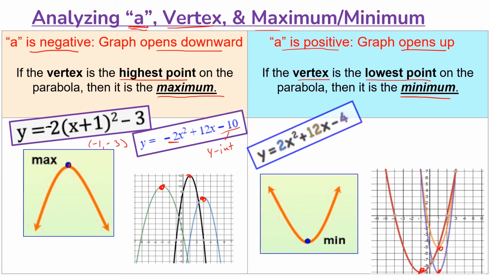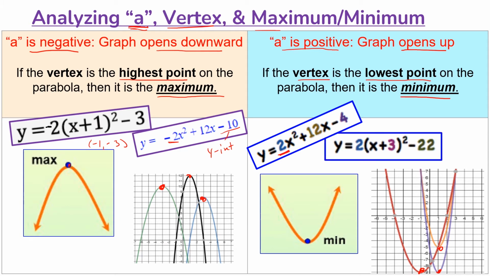And here are some examples of equations where your a is positive. We see here that 2 is positive. This 2 is also positive here, and this 3 is positive. So if your a is positive, your graph opens up and you have a minimum because you will have the lowest point on the graph. If your a is negative, you will have a maximum, which would be the highest point on the graph, because that graph will open downward.